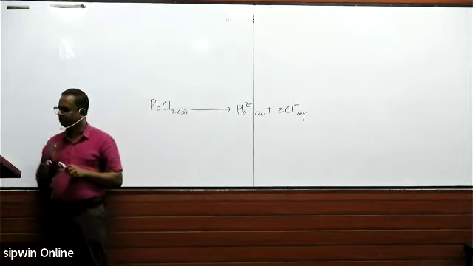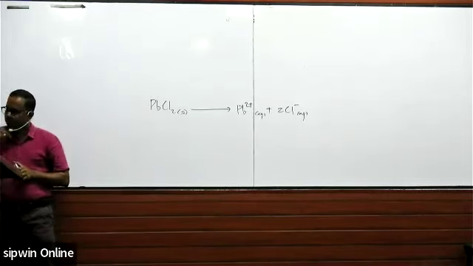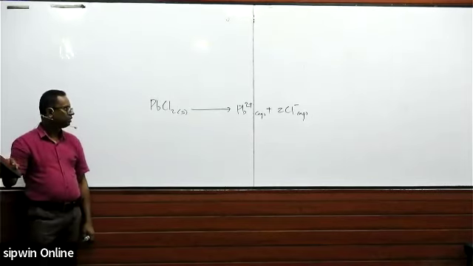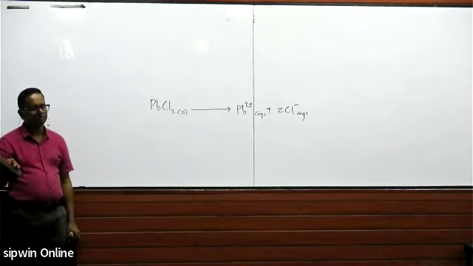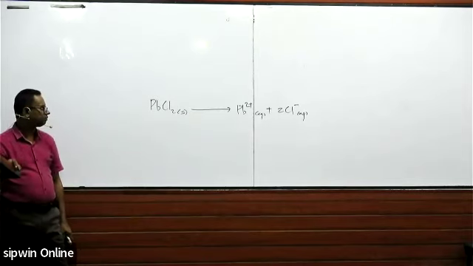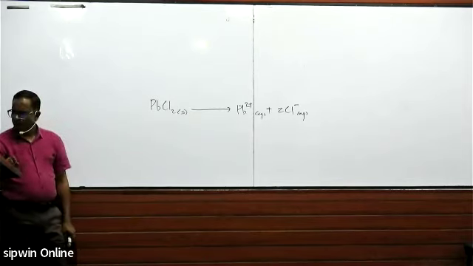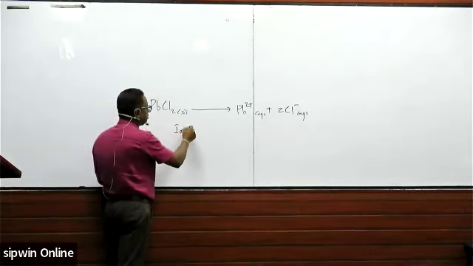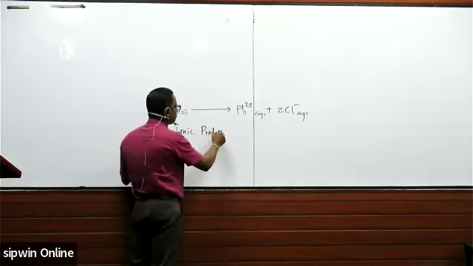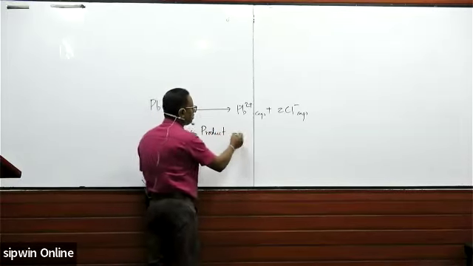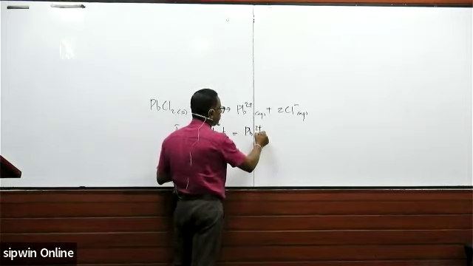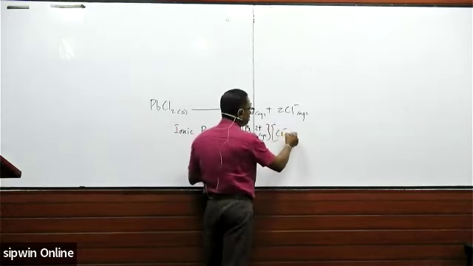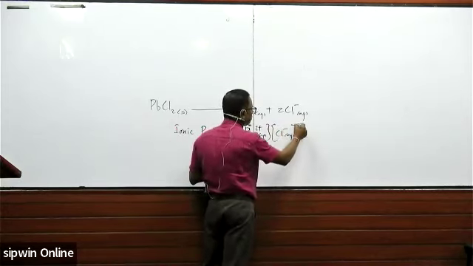Lead 2 plus, 2Cl minus. Then write the ionic product below that. Ionic product: lead 2 plus aqueous concentration, Cl minus aqueous concentration squared.